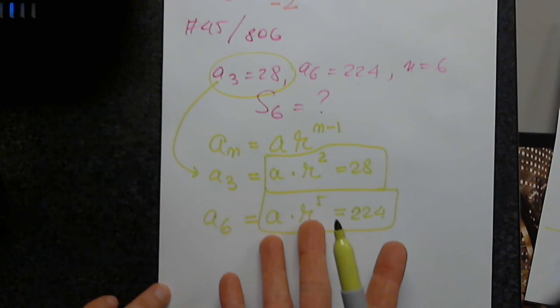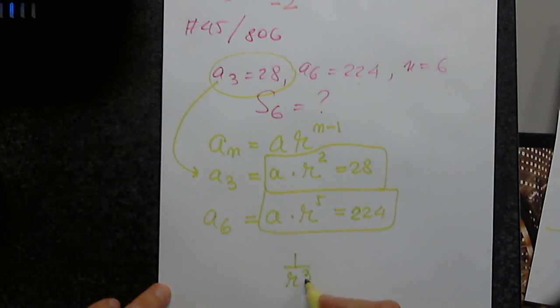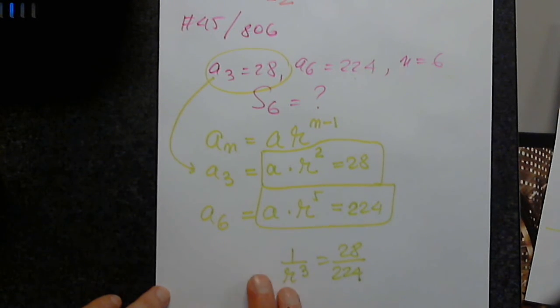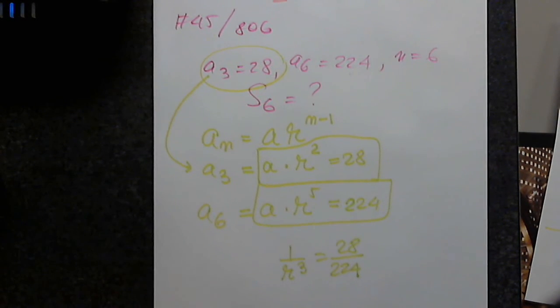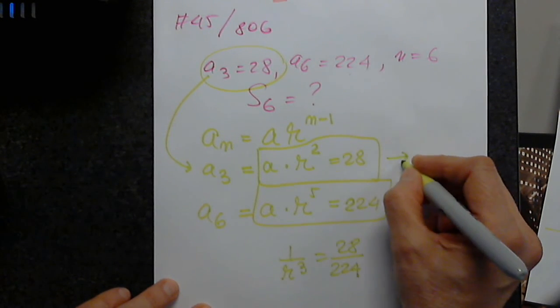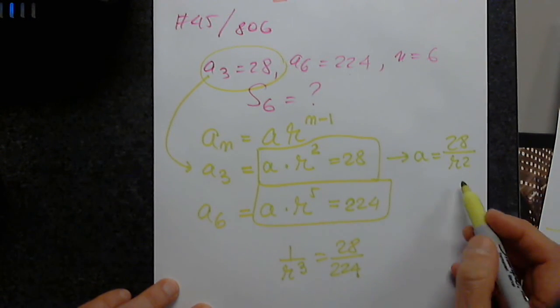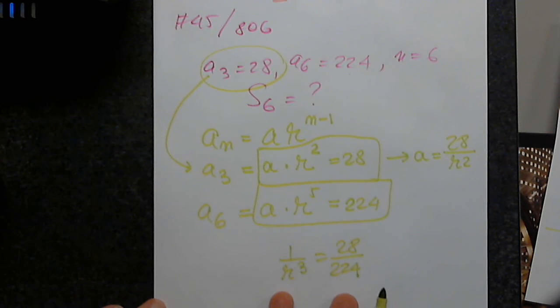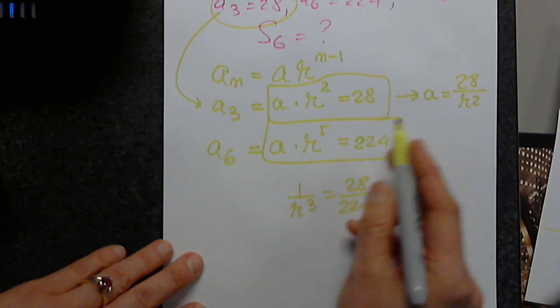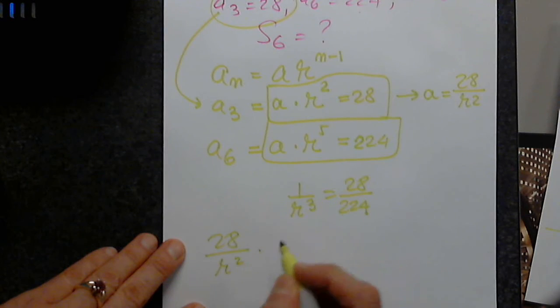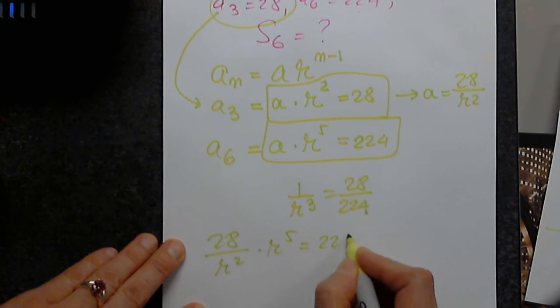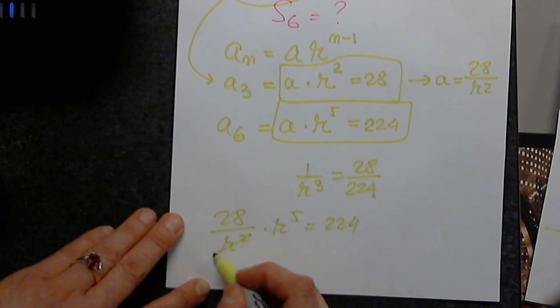This divided by this is 1 over r cubed. This divided by this is 28 over 224. That's one option. You can say, how did you come up with this? You can multiply and divide equations. Another option would be to solve this one for a. So this is 28 over r squared, and then plug it in here. And you'll get the same thing. So a is 28 over r squared times r to the 5th equals 224. And you'll get the same thing because you will simplify.